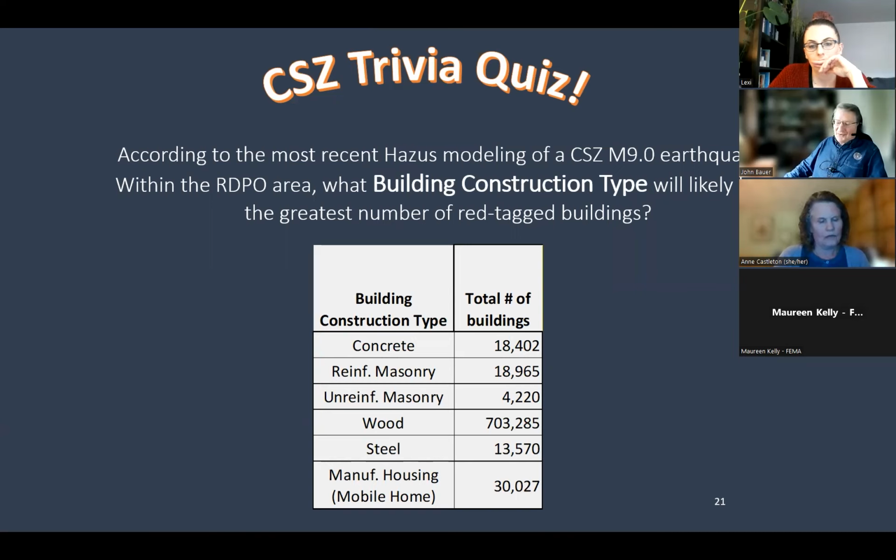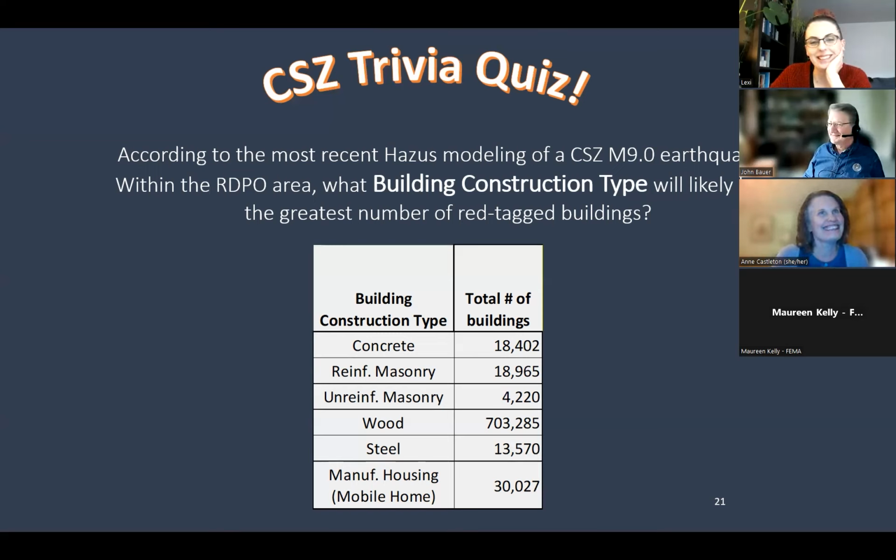So those are some numbers there. That's the total number of those types of buildings in the 5 county area? Yeah, that's the model that's coming out there. So which one of these will have the greatest number of red tagged buildings? And I will say this, not by percentage, but by total number of red tagged buildings. So anybody want to jump in and guess on this?